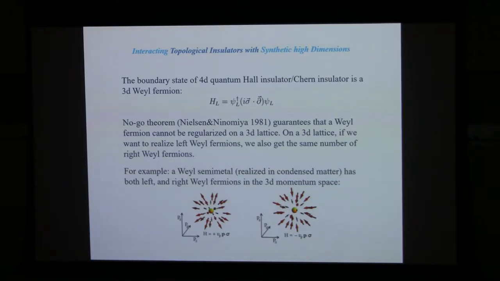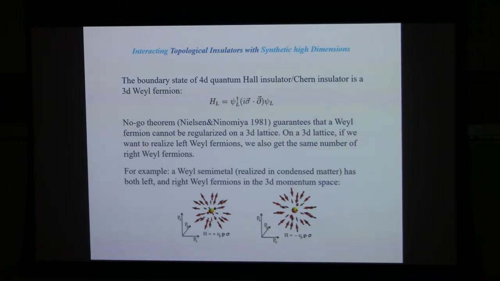Anyway, what's the physical property of the four-dimensional quantum Hall state? Suppose we have realized it, then its three-dimensional boundary will be a Weyl fermion. For example, at one boundary it will be a left Weyl fermion, and at the other boundary it will be a right Weyl fermion. There is also a no-go theorem which proves that a Weyl fermion with a single chirality cannot be realized on a three-dimensional lattice.